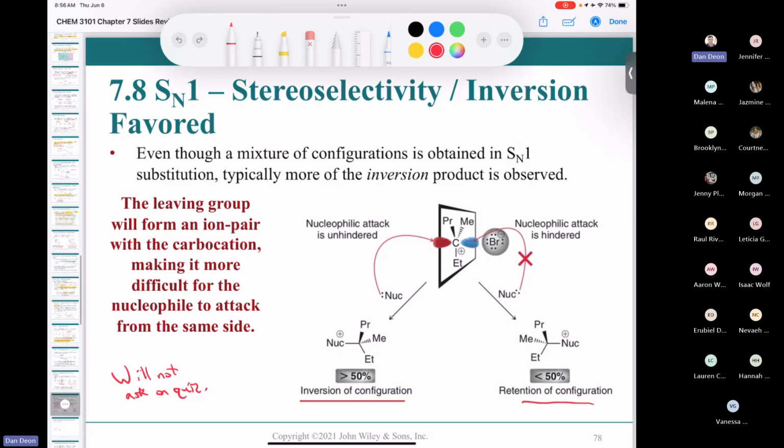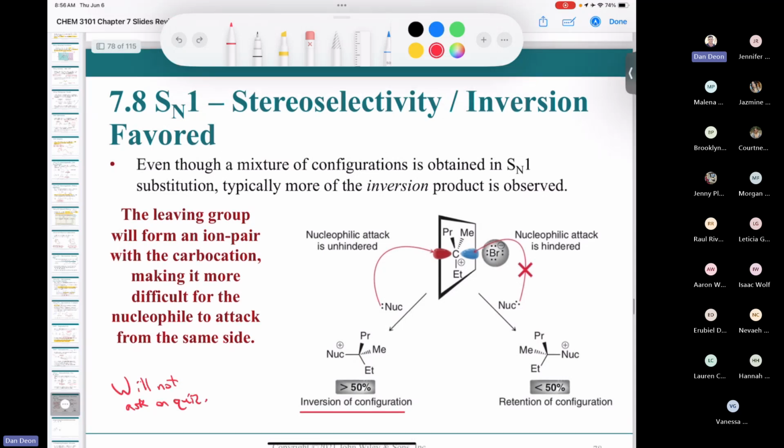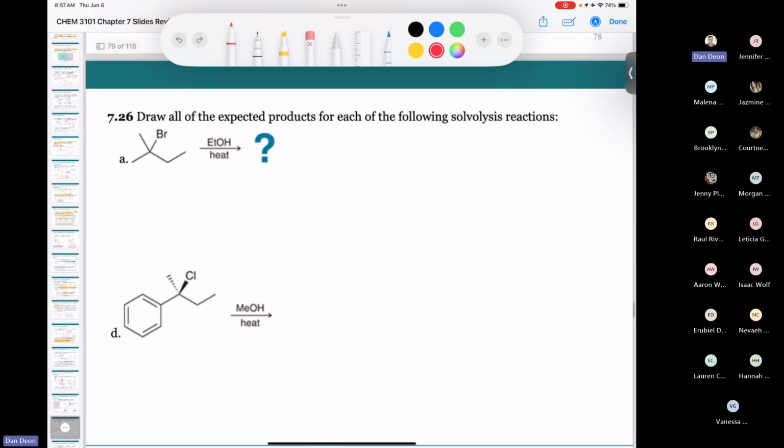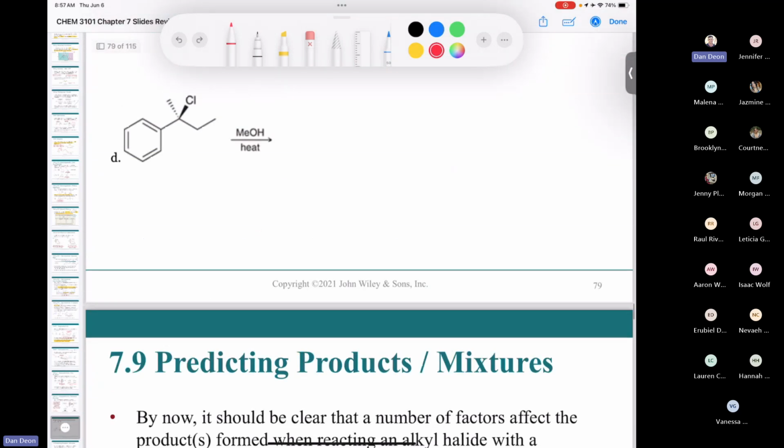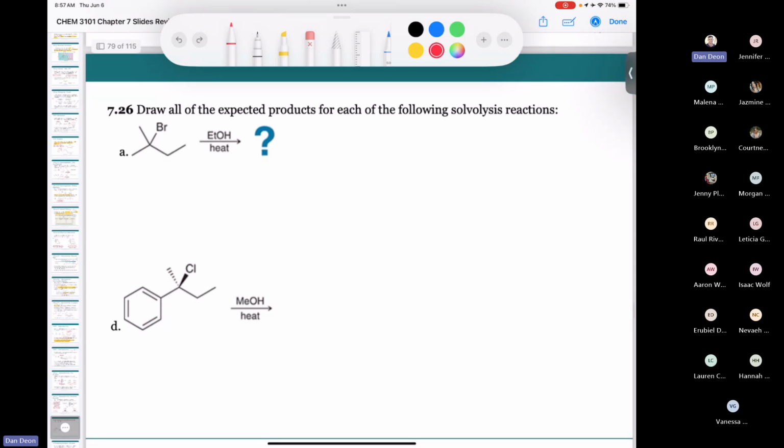And the reason why is because when the leaving group is actually leaving, so here's my leaving group leaving, it's hard for the nucleophile to get in there. It doesn't want to attack on that side. So just based off of the rate of the reaction, you get a little less of the retention of configuration. You mostly get backside attack. But again, I'm not going to ask you that on a quiz, so don't stress about that a whole lot. What I would like to look at are these two reactions here.